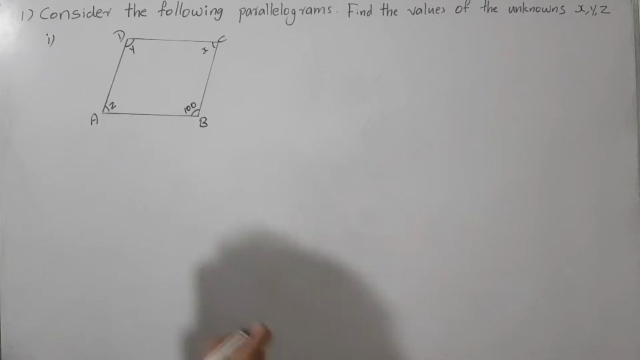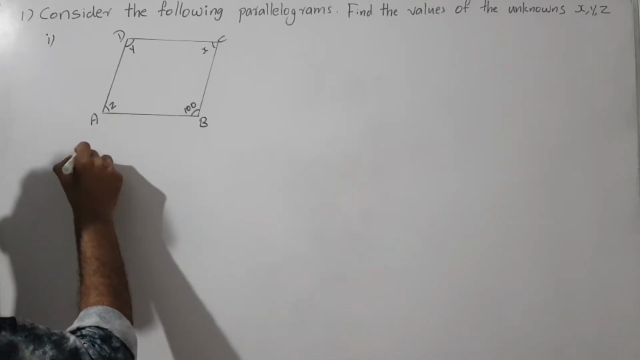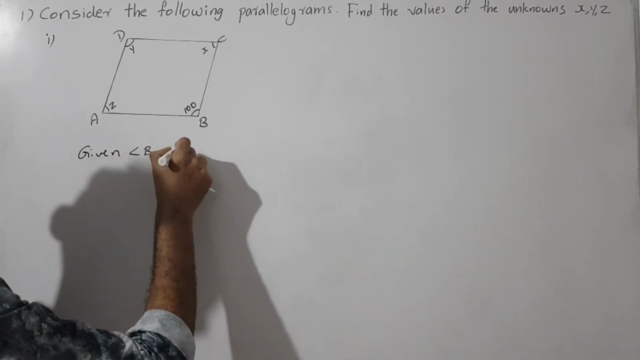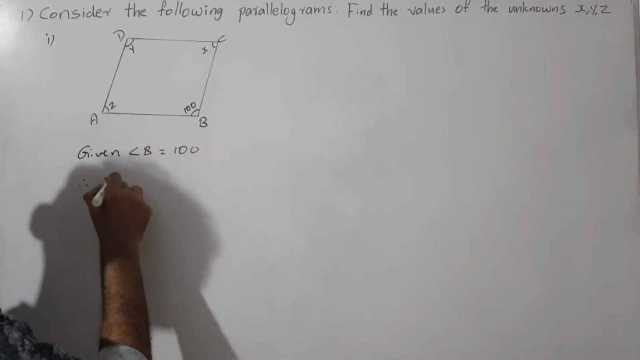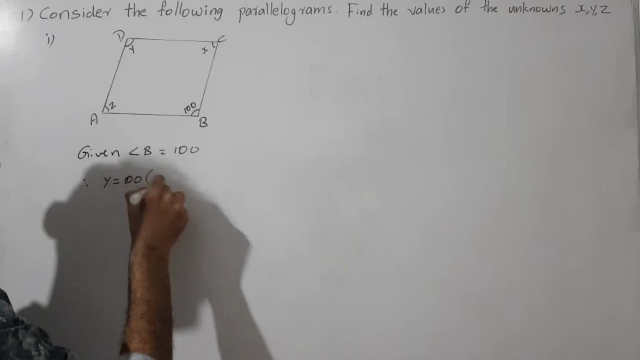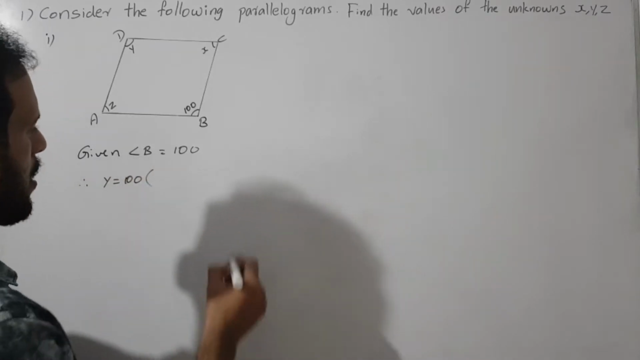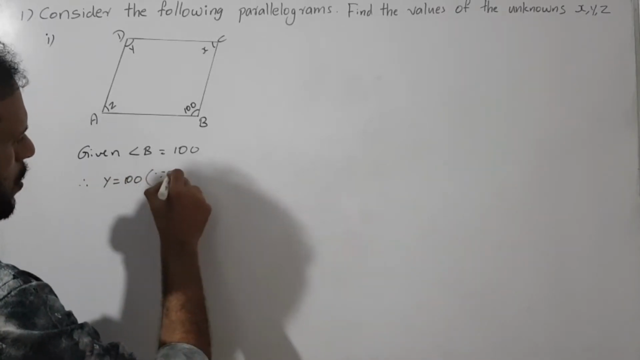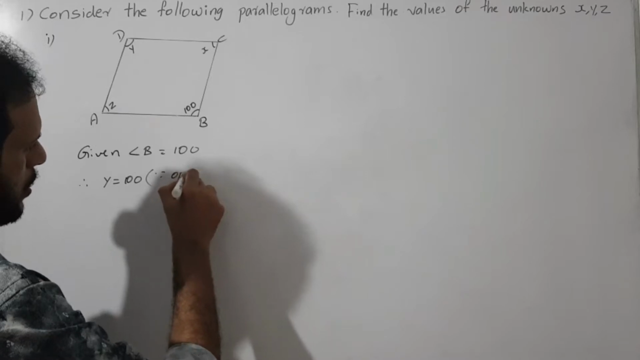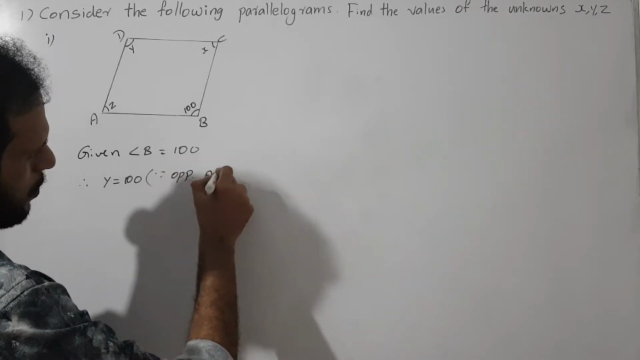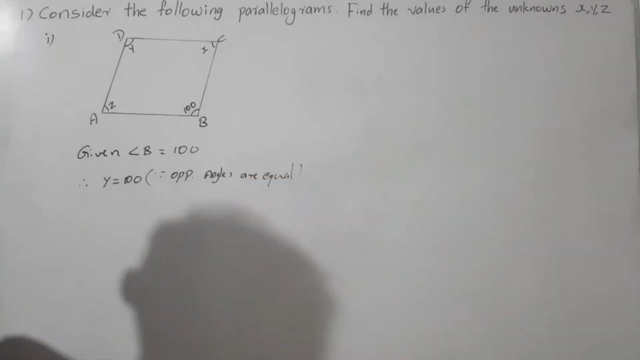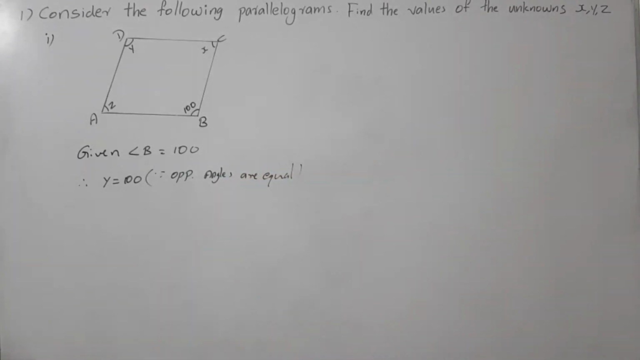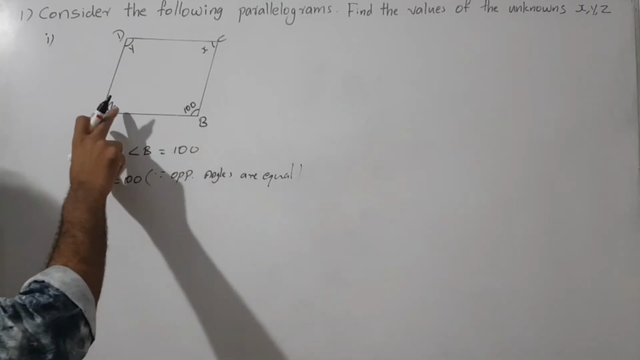So we start like this. Given angle b is equal to 100. Therefore y is equal to 100. What is the reason? The reason must be written: since opposite angles are equal.